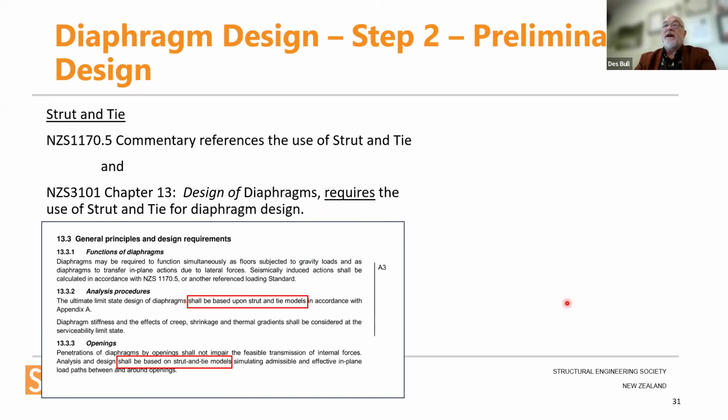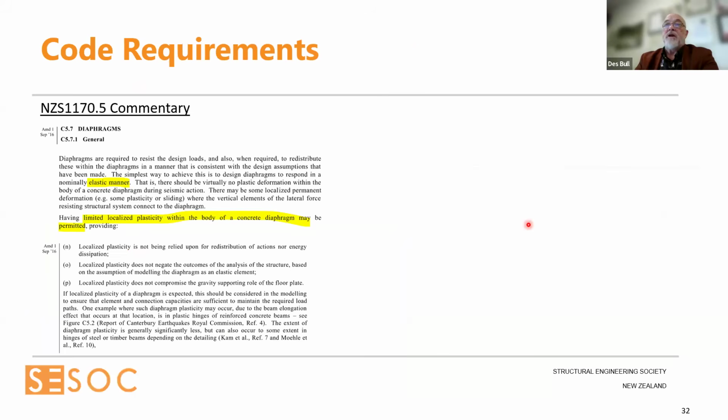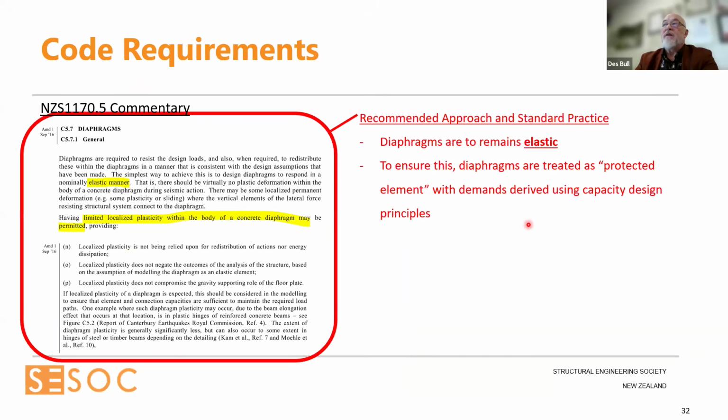The earthquake code suggests using strut and tie. 3101 says you are required to use strut and tie for your diaphragm design as part of the compliance pathway. How to do strut and tie is generally laid out in Appendix A. Also, the loadings code points out that the diaphragm should remain elastic. We don't want to assign large ductility, or any ductility if we can avoid it, to the diaphragm. Also, when we do loads into the diaphragm, we use capacity design to make sure that we've got upper bound actions going into the diaphragm.